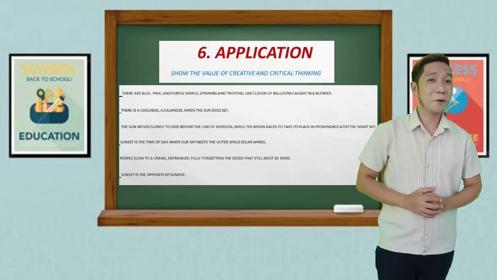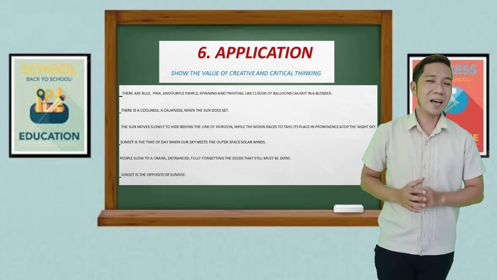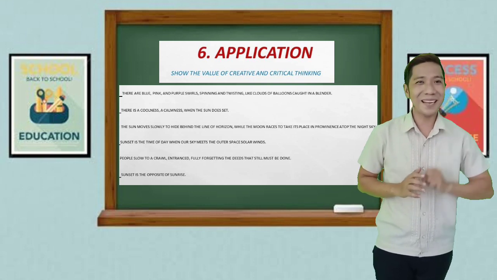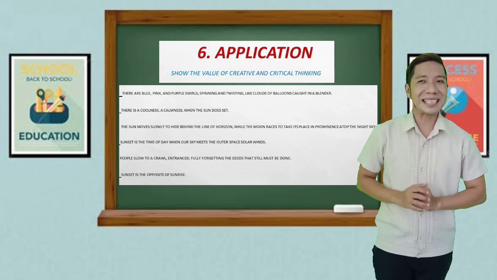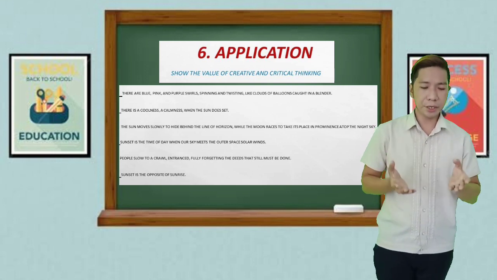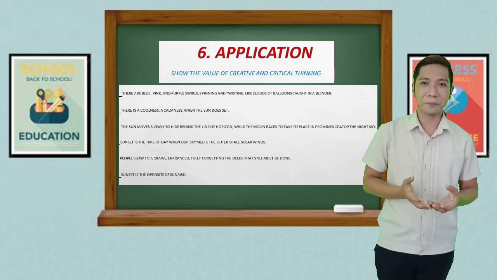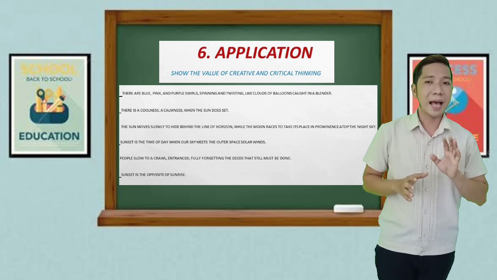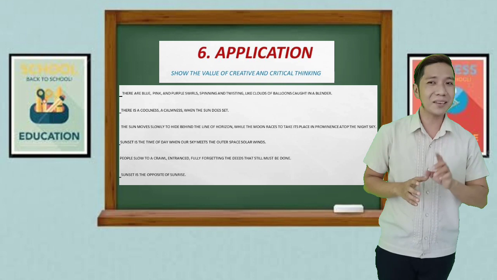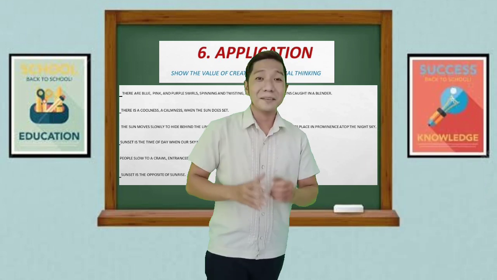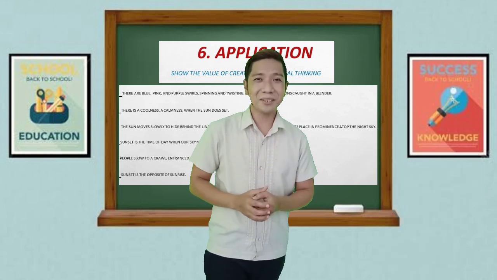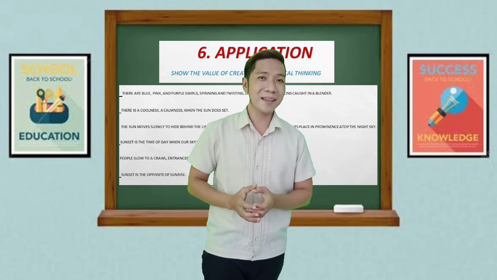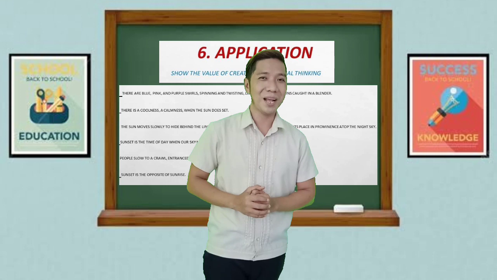Now, we are going to apply. This time, you are going to show the value of critical thinking by arranging the set of sentences and turning them into a simple paragraph. Write the number on the space provided before each sentence, and I will give you 10 seconds to do so. Read each sentence and arrange from 1 to 6, and you will create a very simple paragraph.